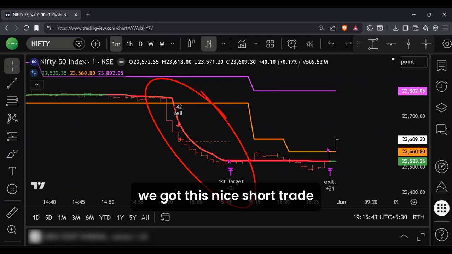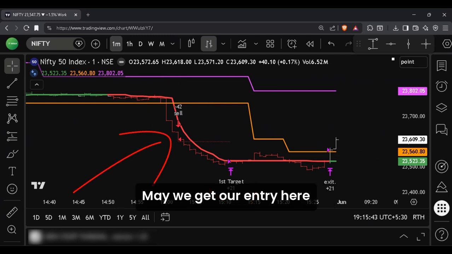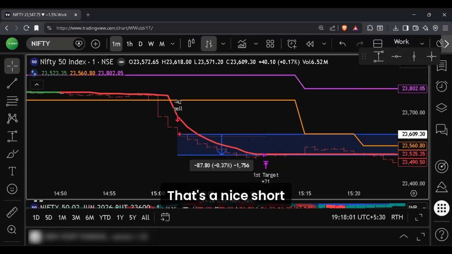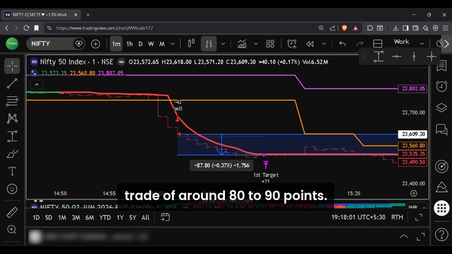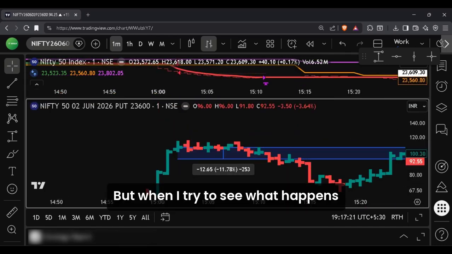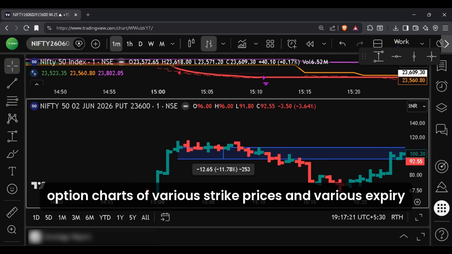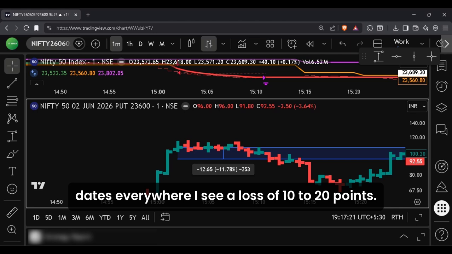We got this nice short trade on the Nifty spot chart on the 29th of May. We get our entry here. And we get our exit here. That's a nice short trade of around 80 to 90 points. But, when I try to see what happens to this exact trade on the put option charts of various strike prices and various expiry dates, everywhere I see a loss of 10 to 20 points.